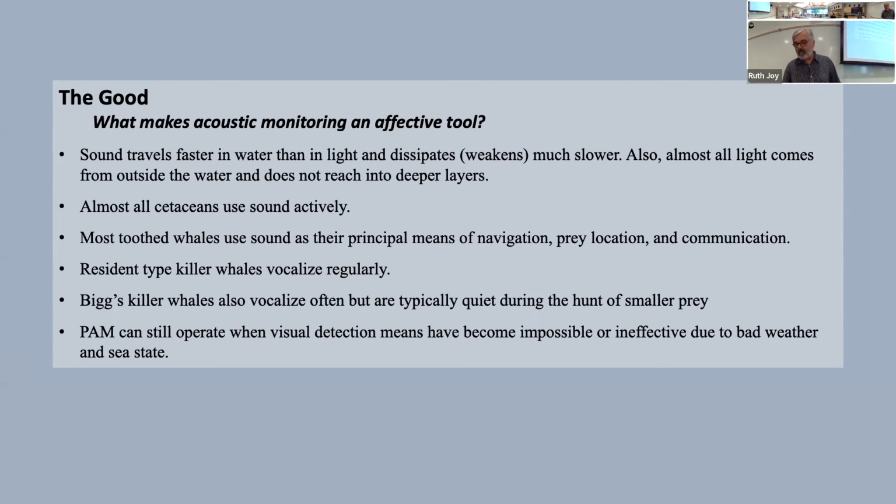PAM can still operate when visual detection means have become impossible or ineffective due to bad weather and sea state. And that's the main reason why we often use passive acoustic monitoring to track them. It's an additional tool to other means of detecting them. And we should always keep in mind that it is one tool in the toolbox. It is not the only tool that we should use.